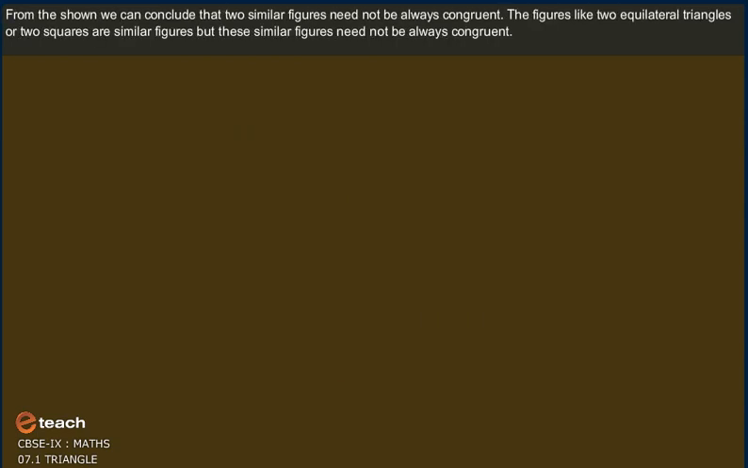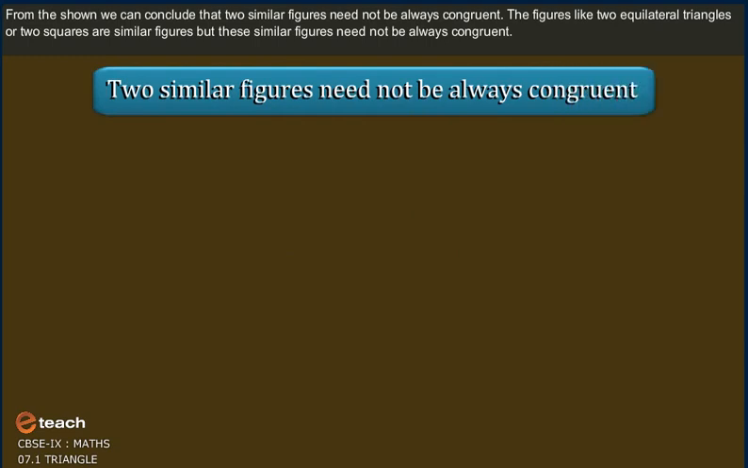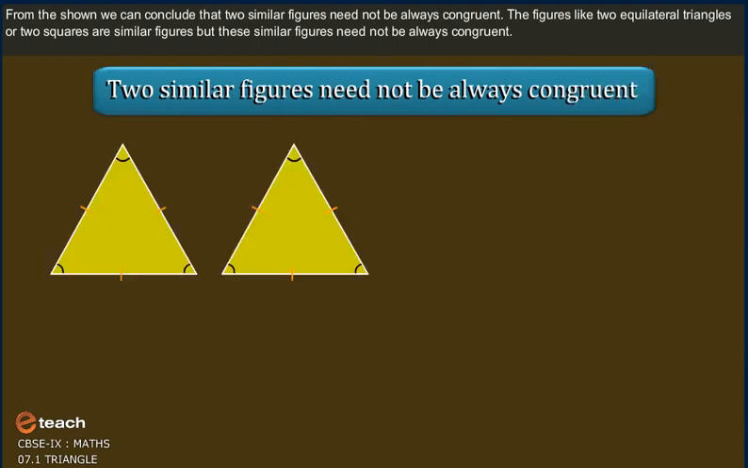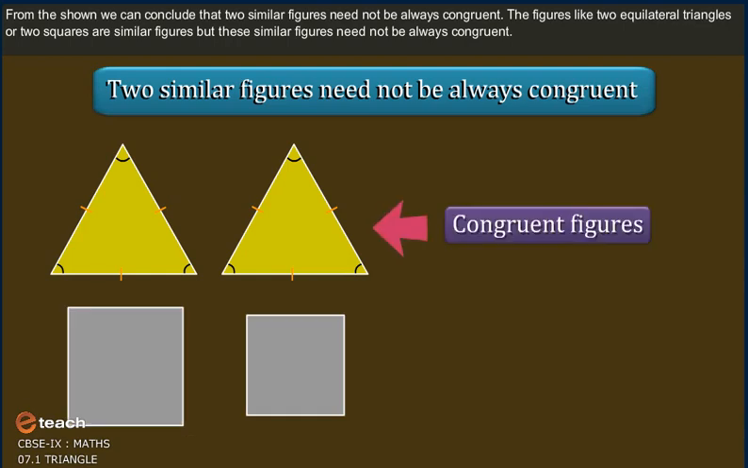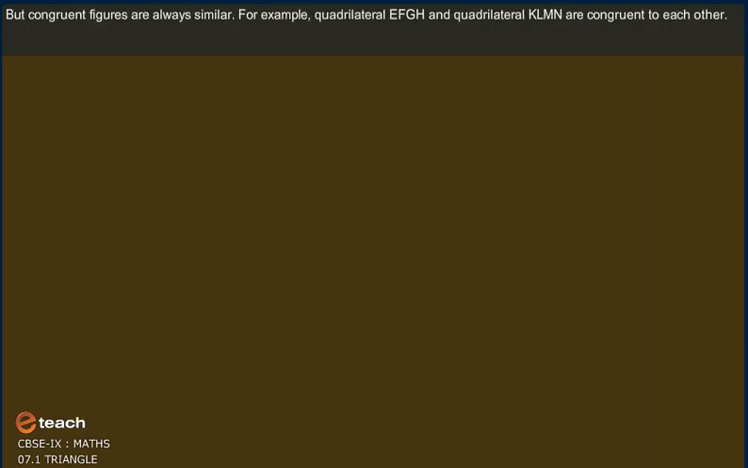From the above examples, we can conclude that two similar figures need not be always congruent. The figures like two equilateral triangles or two squares are similar figures, but these similar figures need not be always congruent. But congruent figures are always similar.